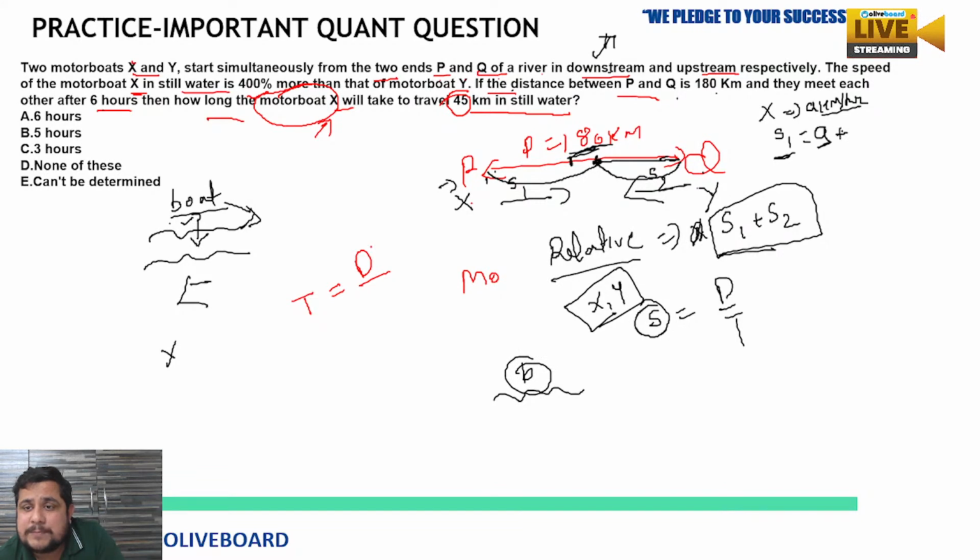So A plus B, fine. We are just assuming A plus B. Now S2 would be what? The speed of the second boat Y in still water would be C. C minus the speed of the river, because it is moving upstream. Upstream means against the water flow. So C minus B.